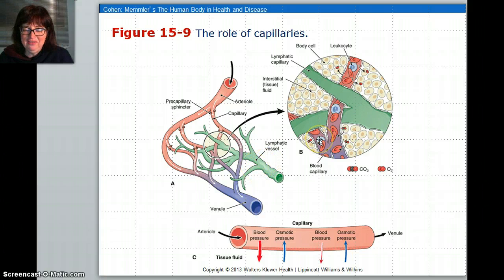That's why you may have heard of lymph nodes. Your lymph nodes swell when you have a lot of fluid, or if you ever have a massage, they always massage towards your heart. That's because it pushes along this lymph fluid in your vessels.